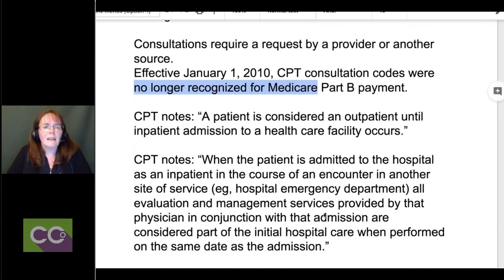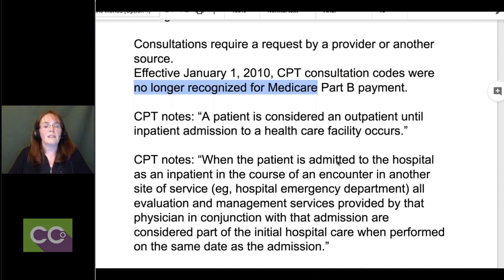According to CPT, a patient is considered outpatient until an inpatient admission to a healthcare facility occurs. So in this case, if it was just truly an emergency room appointment, then you're looking at an outpatient type of code versus an inpatient code.